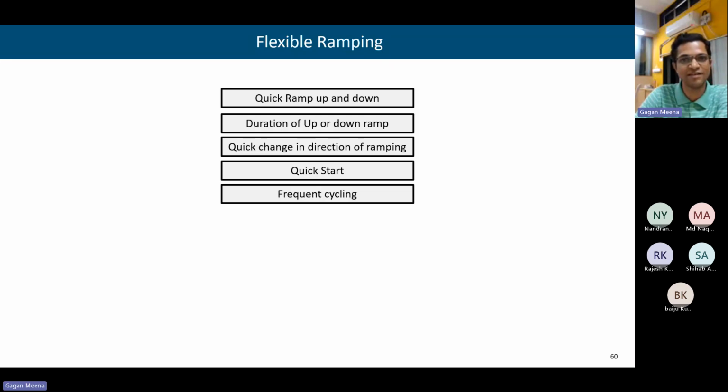So these are the flexible ramping requirements. We want frequent, quick ramp up, ramp down, and the duration also determines how much is required. Then quick start, frequent cycling. Those plants which can provide such capability, right now gas plants can do these things. They are used, but storage can provide such services.